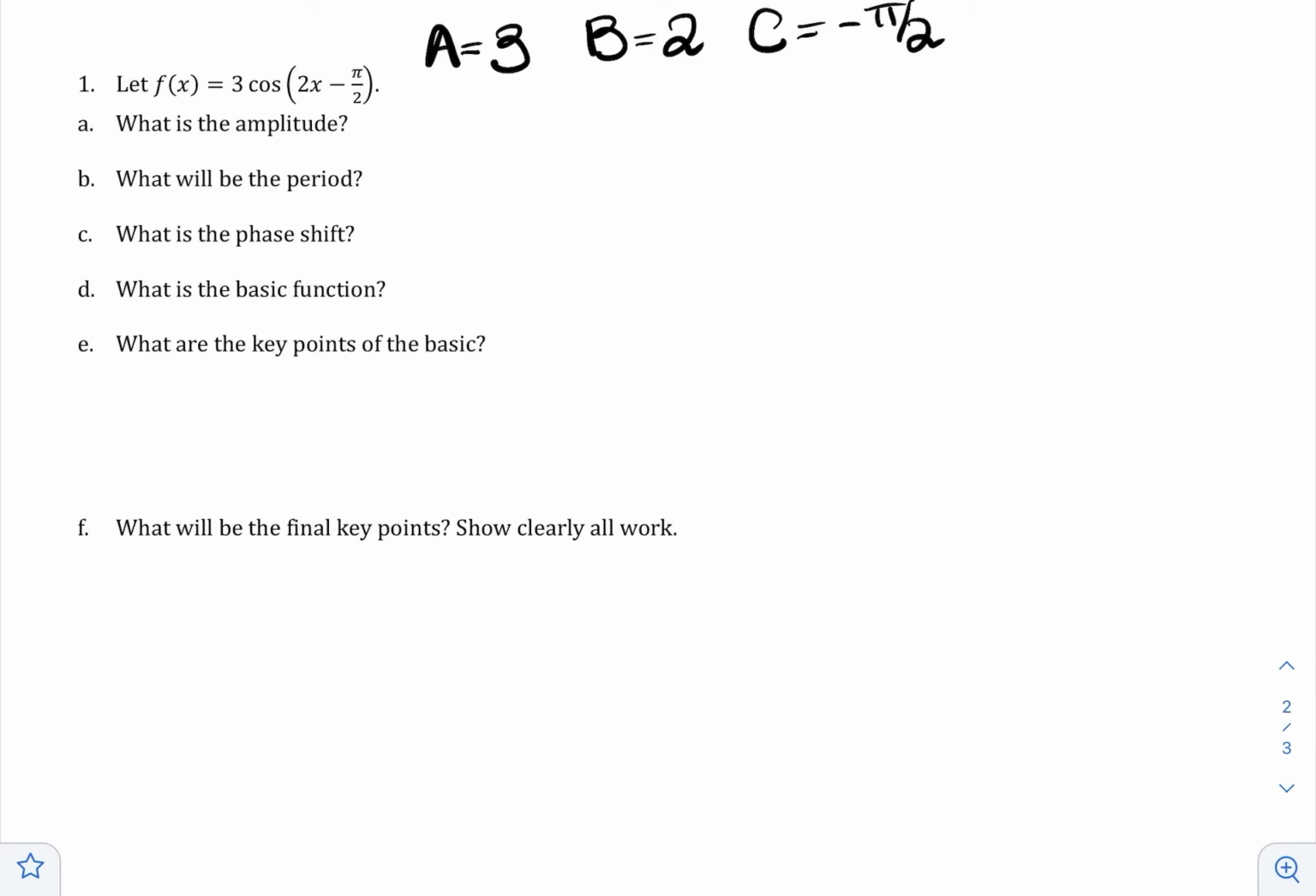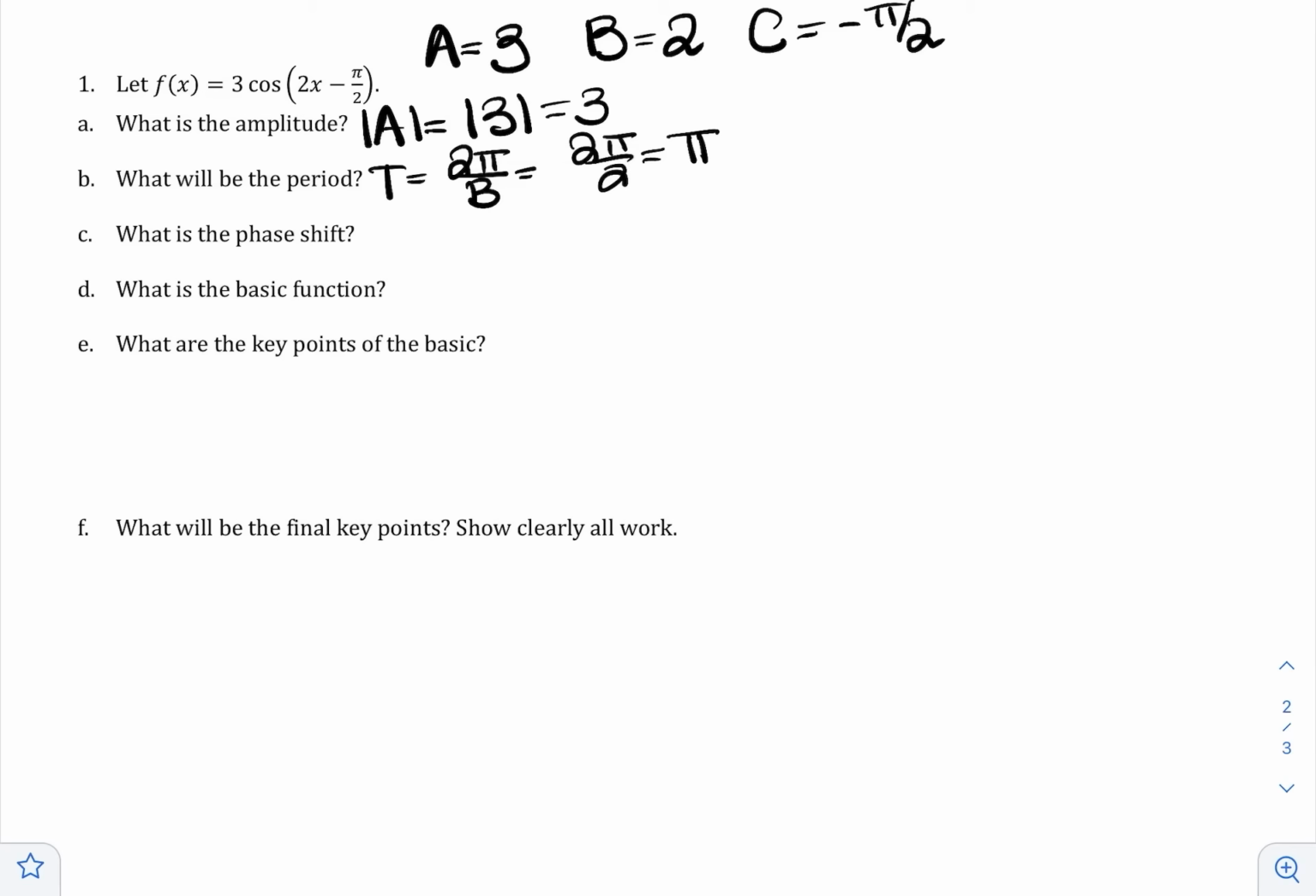So my amplitude is the absolute value of a, which is the absolute value of 3, which is just 3. The period is going to be T equals 2 pi over b, which is 2 pi over 2, which reduces to pi. That means that my graph is going to have a cycle of pi. So it's going to repeat itself every pi units now, not 2 pi. So it repeats itself faster.